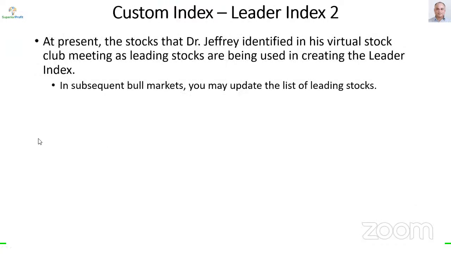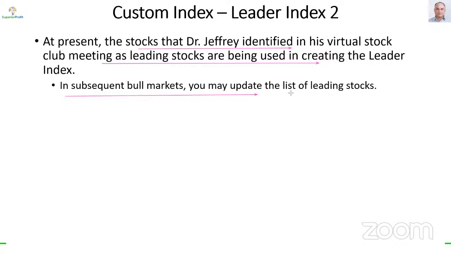At present, what are the stocks in the Q Global Leader Index? They're the stocks that Dr. Jeffrey, probably you all know about him, a very accomplished trader, very wise person, and shares his trading ideas regularly in YouTube videos. He created a list of leading stocks in one of his online meets, and I'm using those leading stocks to create the leader index.